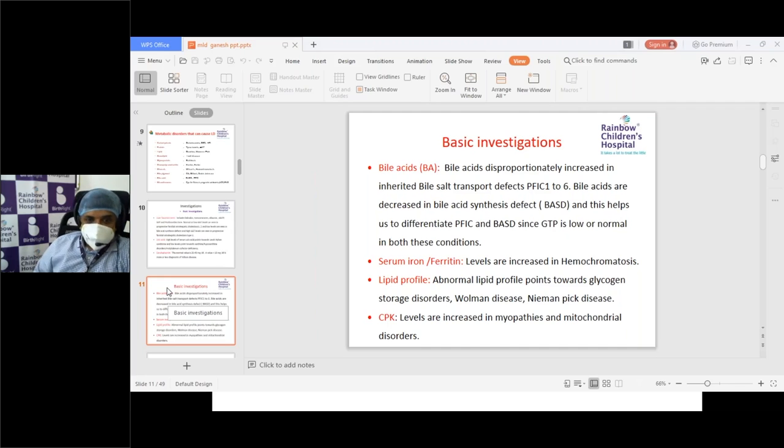Lipid profile: an abnormal lipid profile, especially elevated serum triglyceride levels, may point towards the glycogen storage disorders. Elevated cholesterol levels may point towards the diagnosis of familial hypercholesterolemias. CPK levels are increased in myopathies and mitochondrial disorders, especially mitochondrial disorders where we may expect elevated CPK levels, elevated serum transaminase levels, and elevated serum lactate levels. So the basic investigations help us to narrow down to some extent what is the type of metabolic liver disease that we are dealing with.